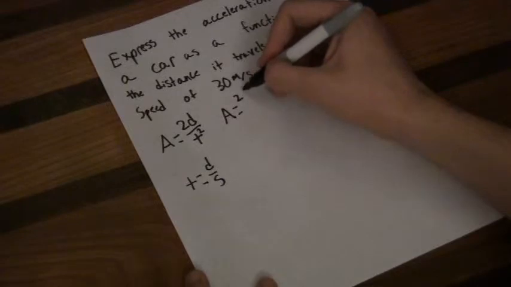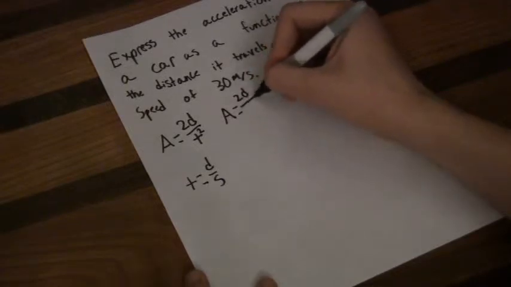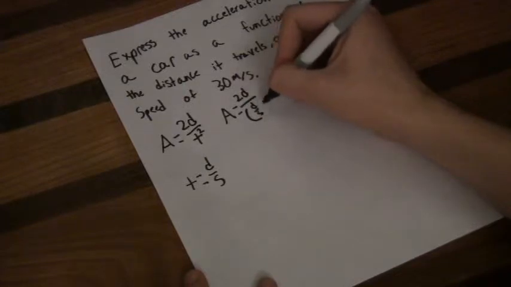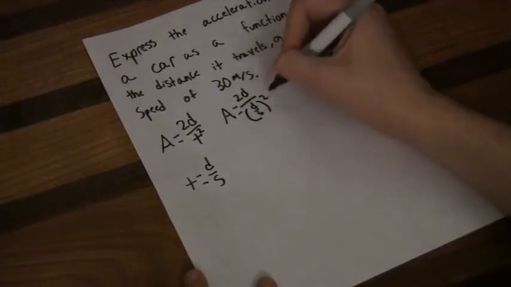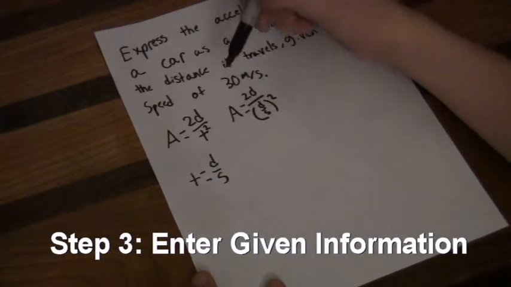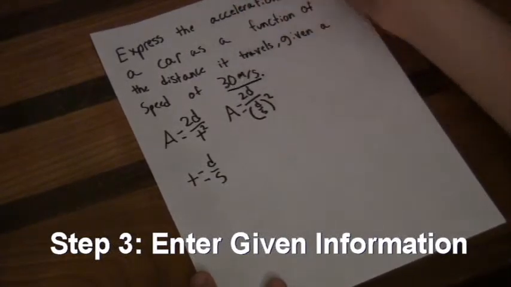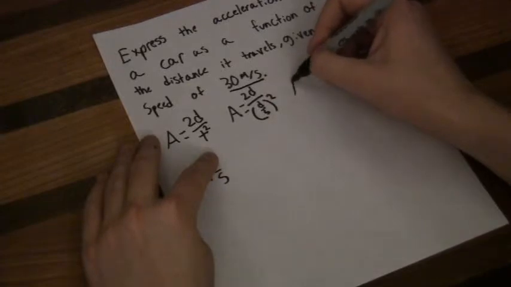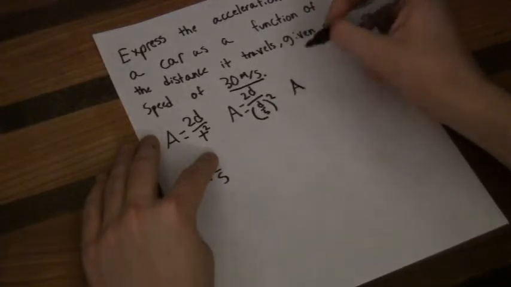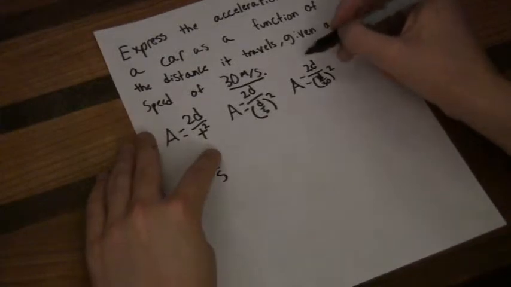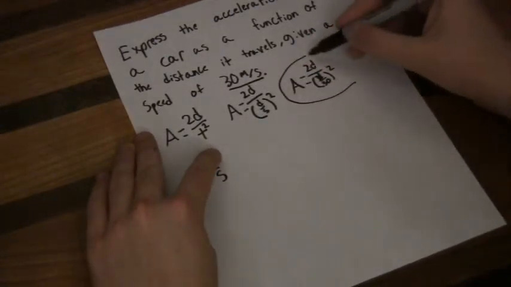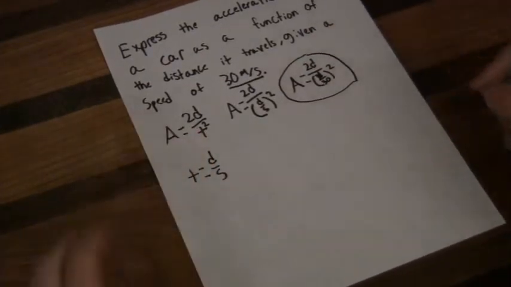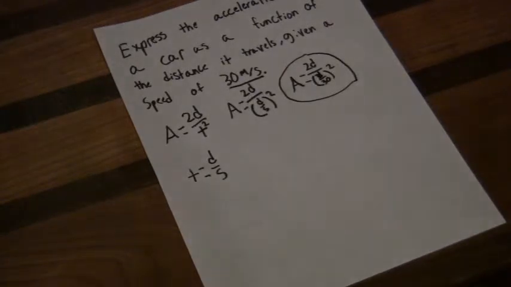So we've got acceleration equals 2d divided by distance divided by speed, squared. Now we already know the speed is 30, so we're going to plug that in. Alright, so this is what we're going to be working with. It's very important that when we do this, we simplify as much as possible.